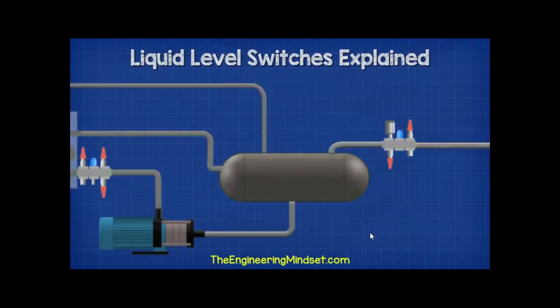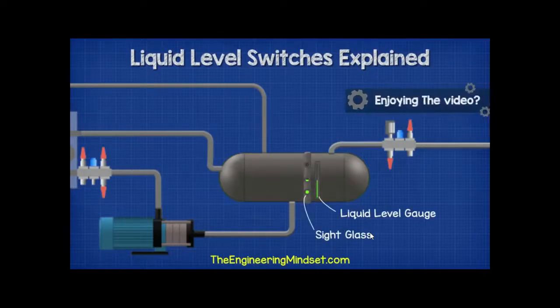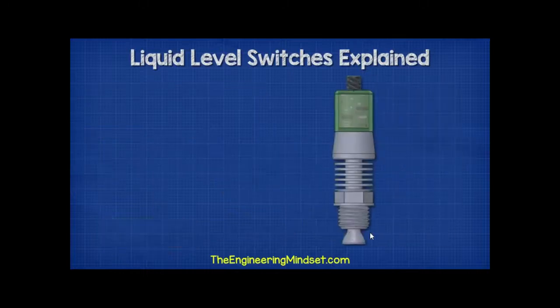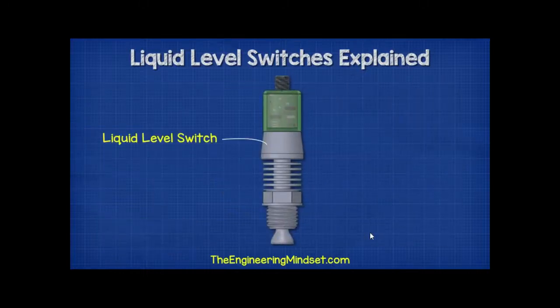Now the vessels and pipes are made of metal, so we can't visually see inside them. We can install sight glasses and also liquid level gauges, but these will require constant manual readings. We need an accurate and autonomous way to sense if and when the liquid level is at the limits and automatically alarm the engineers to the issue. So for that we use digital liquid level switches, which look something like this.